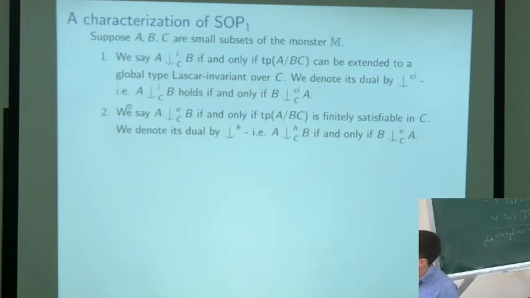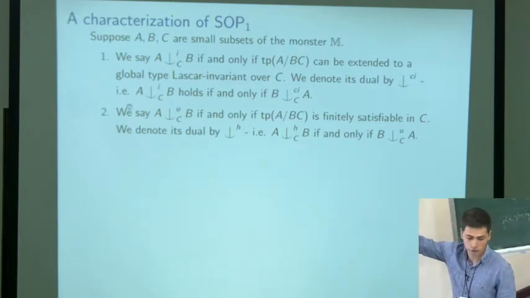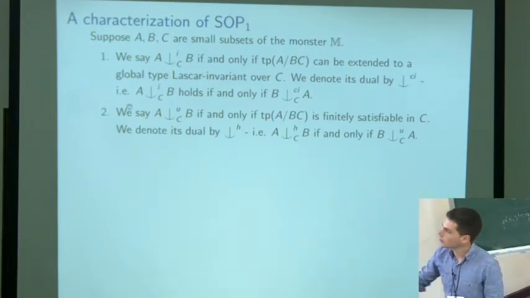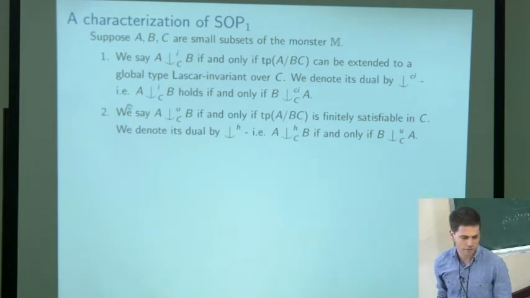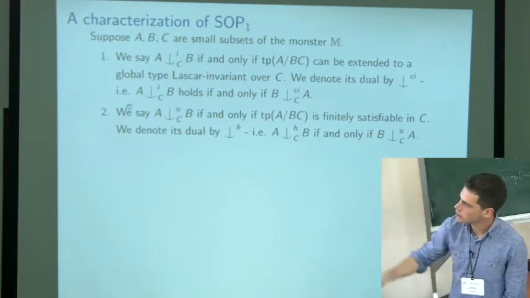OK, so I'll define some independence notions. This invariance independence just says that the type of A over BC can be extended to a global type invariant over C. And then we denote the dual by CI. The dual just means that A is free from B over C if and only if B is free from A over C in the opposite direction. OK, and U is for ultrafilter.